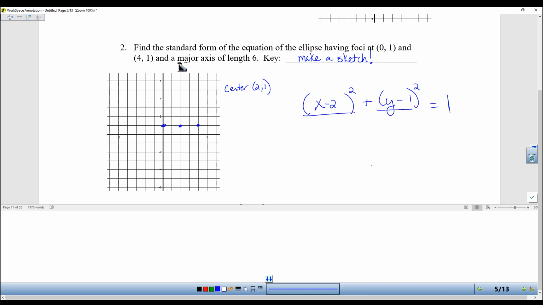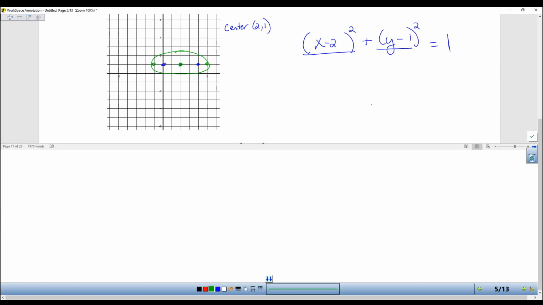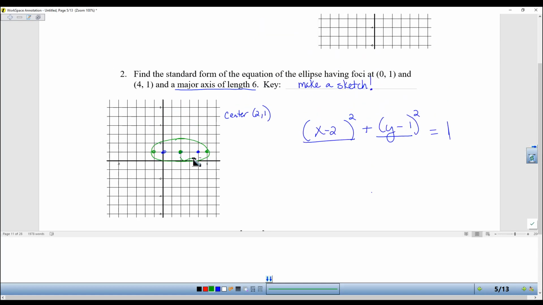And then it said that the major axis length is 6. Now, because the foci are always on the major axis, I know that this is going in the x or horizontal direction, and it has a length of 3. So from my center, 1, 2, 3. From my center, 1, 2, 3. Now, I don't have to draw it perfectly, but now I know it looks like this. Because this length right here is 3, it's in the x direction, so I put 3 squared, which is 9, underneath the x.